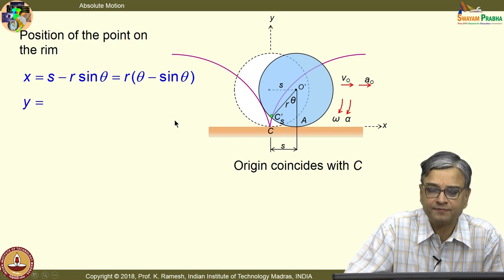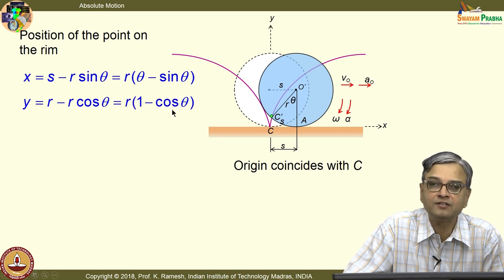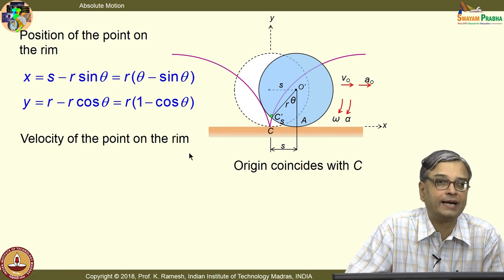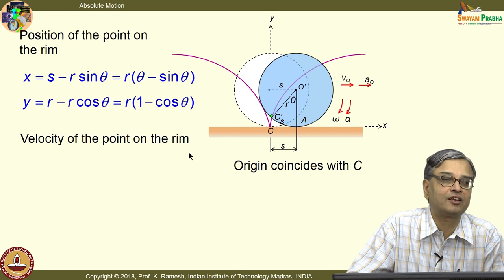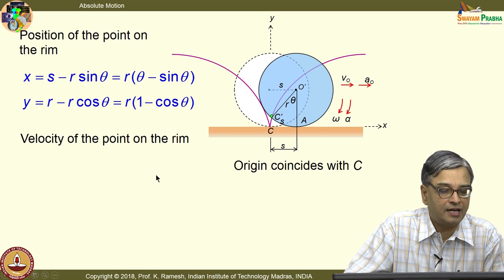I can also write y, very simple to write, r minus r cos theta. It is very clear from the sketch. It is rewritten as r into 1 minus cos theta. Once I have this, I can also get x dot, y dot, x double dot, y double dot. All of it you can calculate. They are all very simple. Please work it out yourself and check your arithmetic with the final answers I have on my slide.